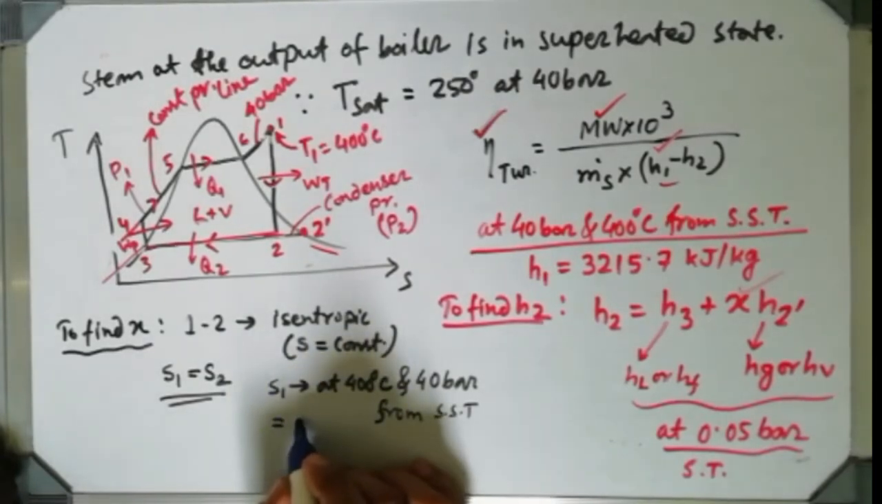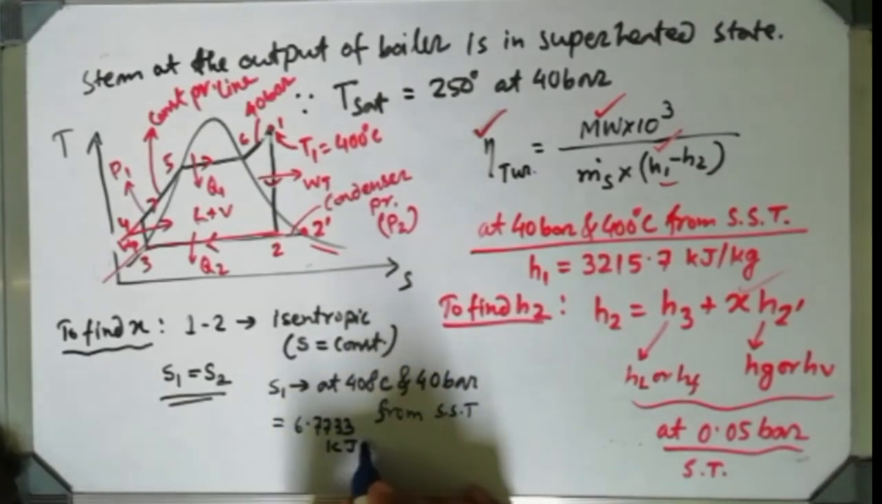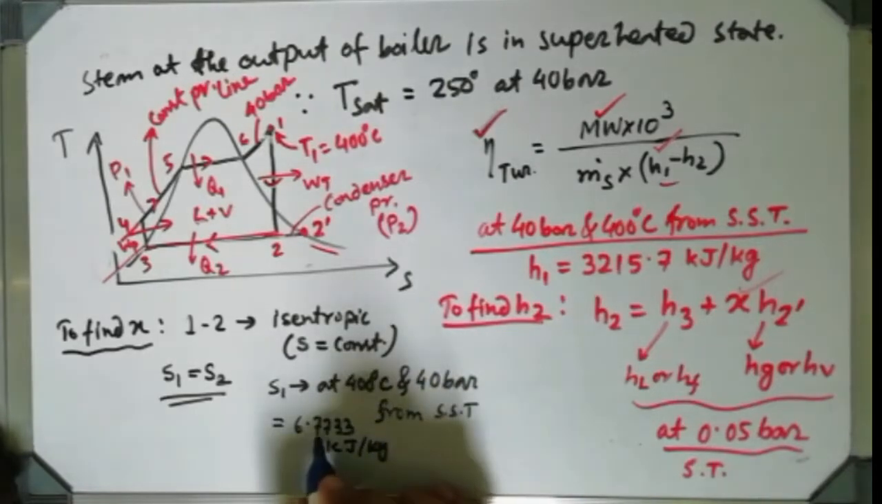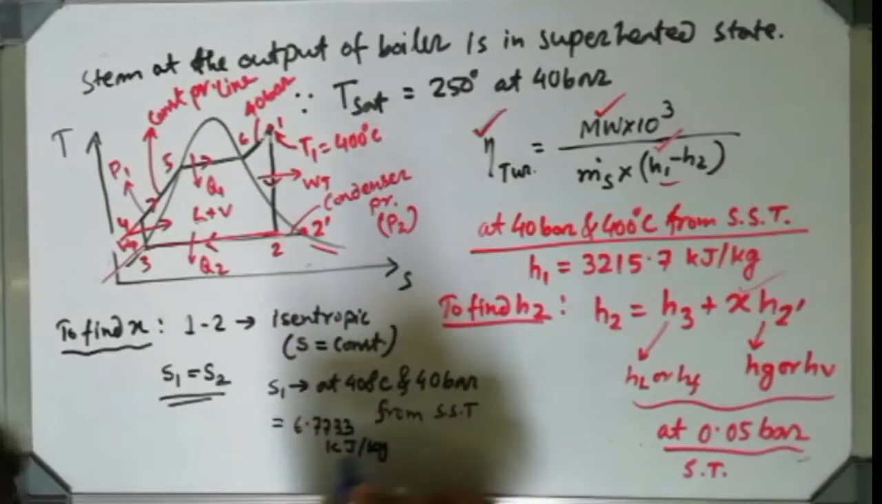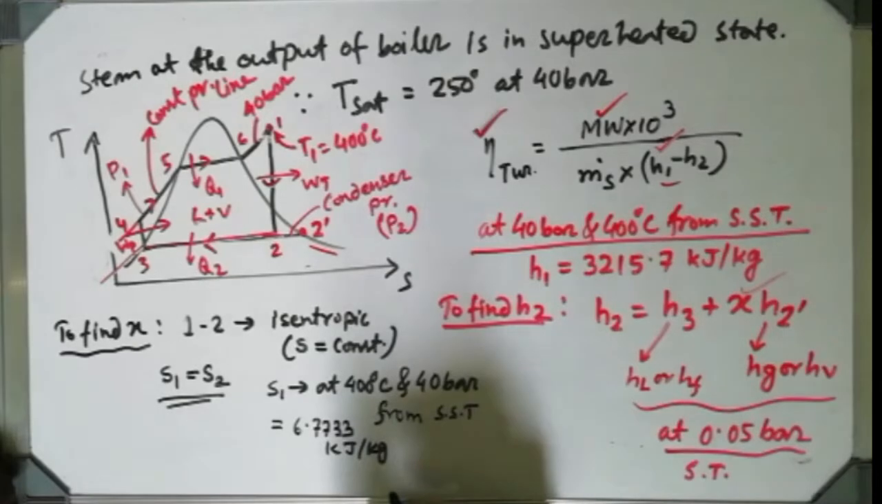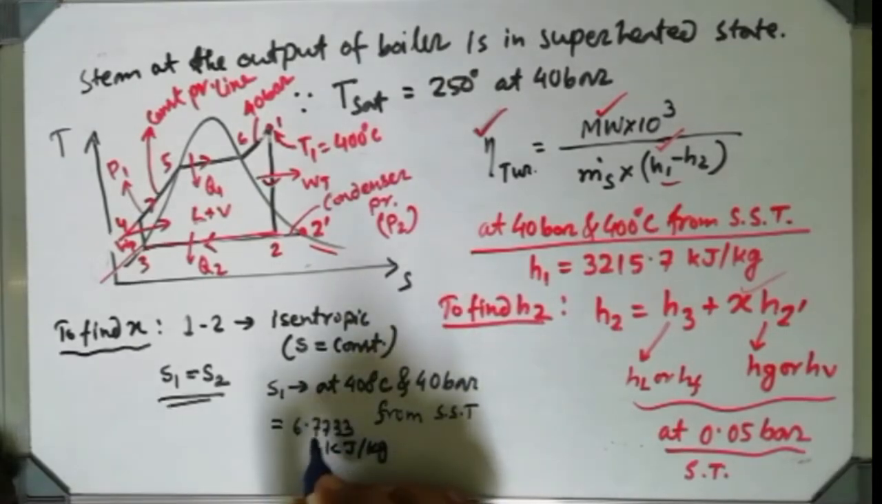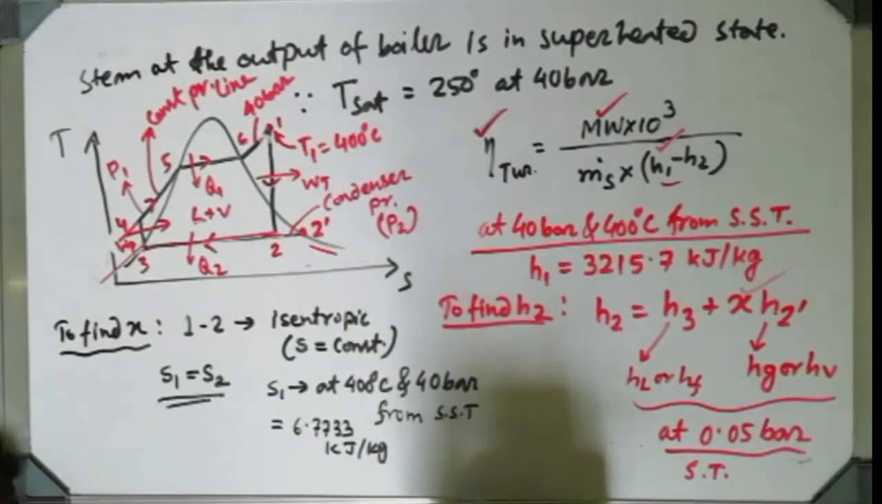It is given as 6.7733. It may occur that in some of the steam tables you are trying to find, it is given as 6.7725. That kind of deviation can be there, because these values are experimentally found. So small deviation can be accepted. So that is the entropy, achievable from this condition, from the superheated steam table.